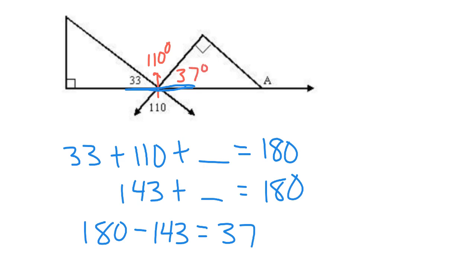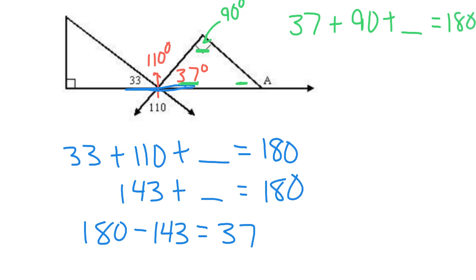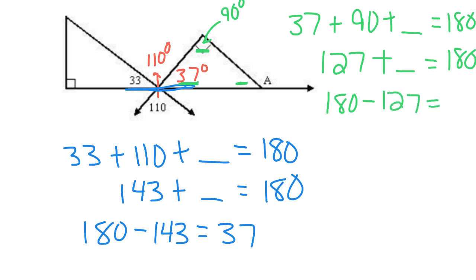Now you also know that in a triangle, all angles add up to 180. So we have a 37, we have a 90, that's 90 degrees right there, and we have something that we don't know. So we're going to do 37 plus 90 plus something equals 180. 90 plus 37 is 127 plus something equals 180. So we're going to do 180 minus 127, and that gives you 53. So that means that this angle right here is 53 degrees.